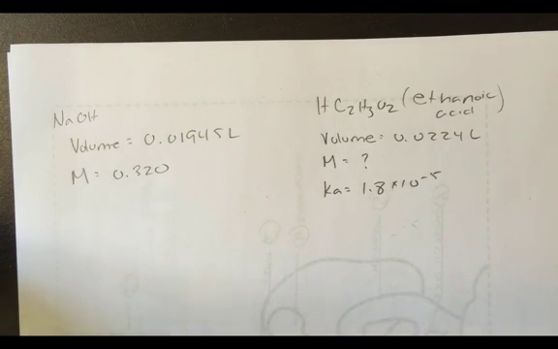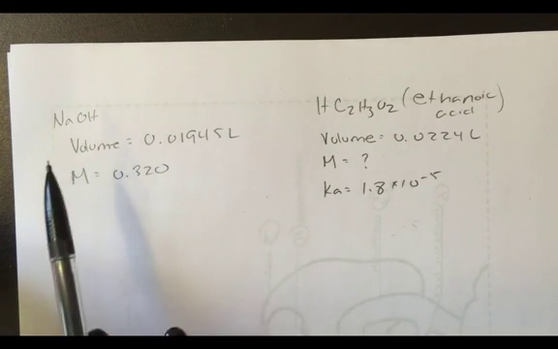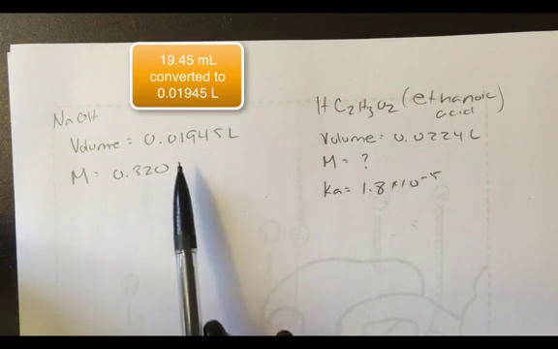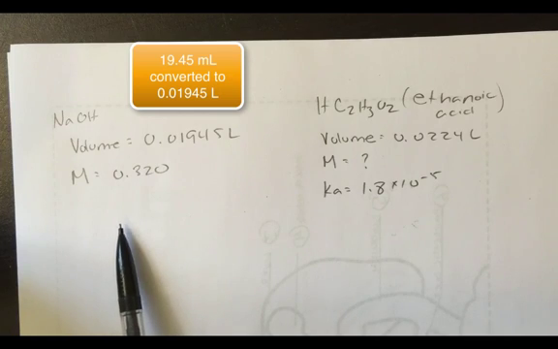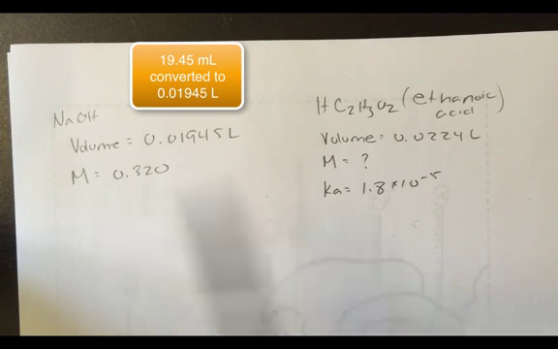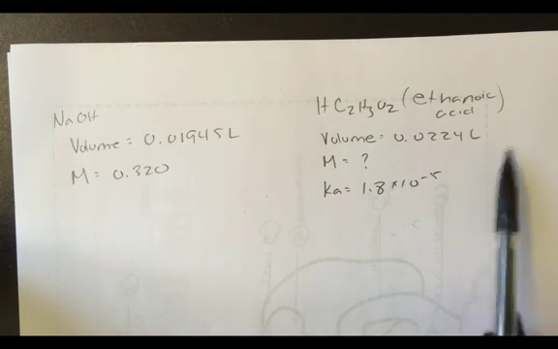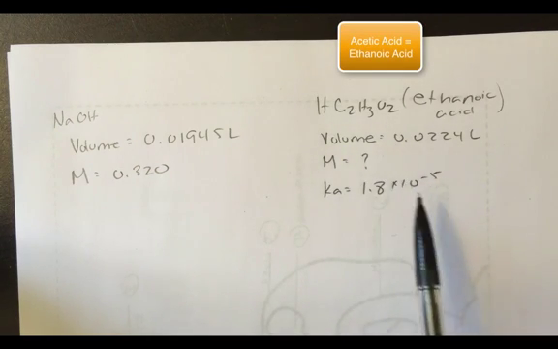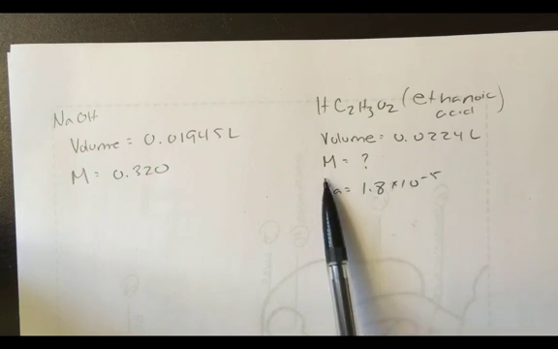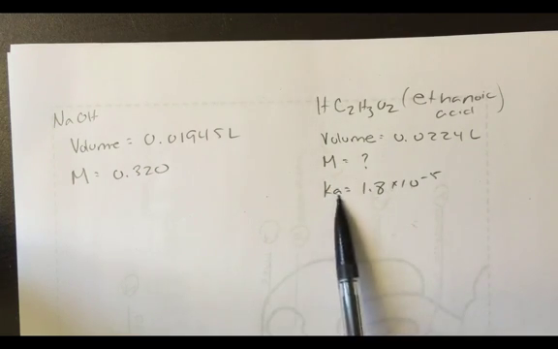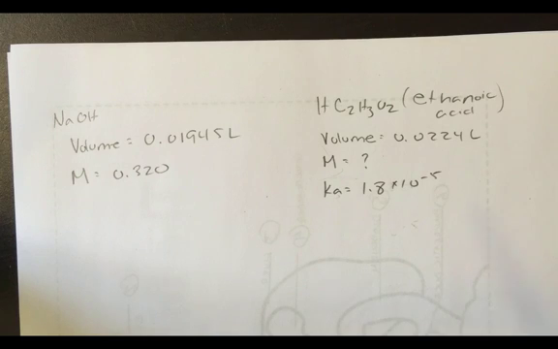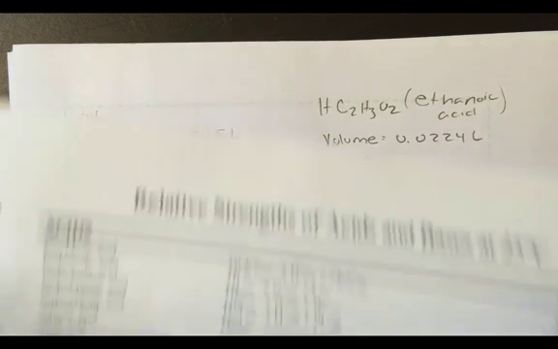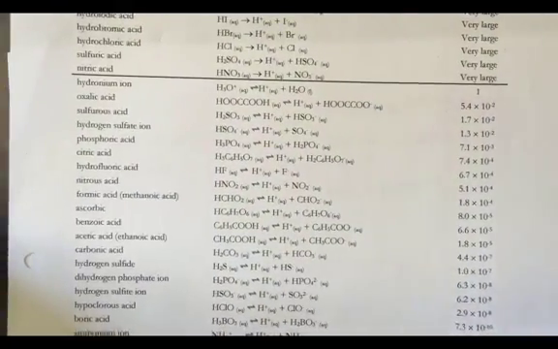Okay, so for this question, we know that the volume of our base, NaOH, is 0.01945 liters, and the molarity is 0.32. Our ethanoic acid, also known as acetic acid, and here's the formula for it, the volume is 0.0224. We don't know its molarity, and we need to figure that out in order to figure out the pH. And we also know the Ka is 1.8 to the power of -5. It's not in the question, but it is in the sheet that I gave you.